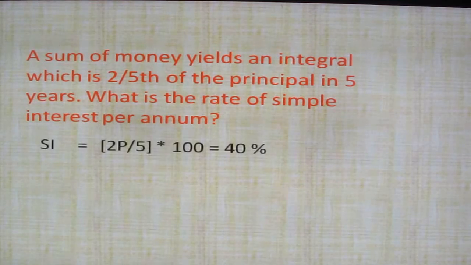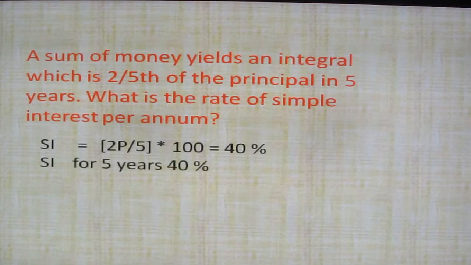Okay. What we know, simple interest equals 2P by 5. What is 2P by 5 into 100? 40%. That means 40% interest in 5 years. So what we know, interest is same every year. Okay, in simple interest it is same every year.